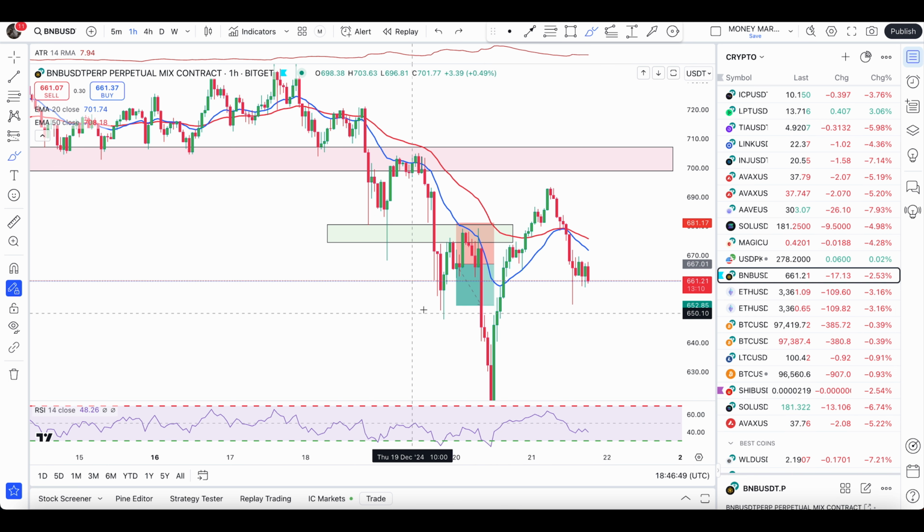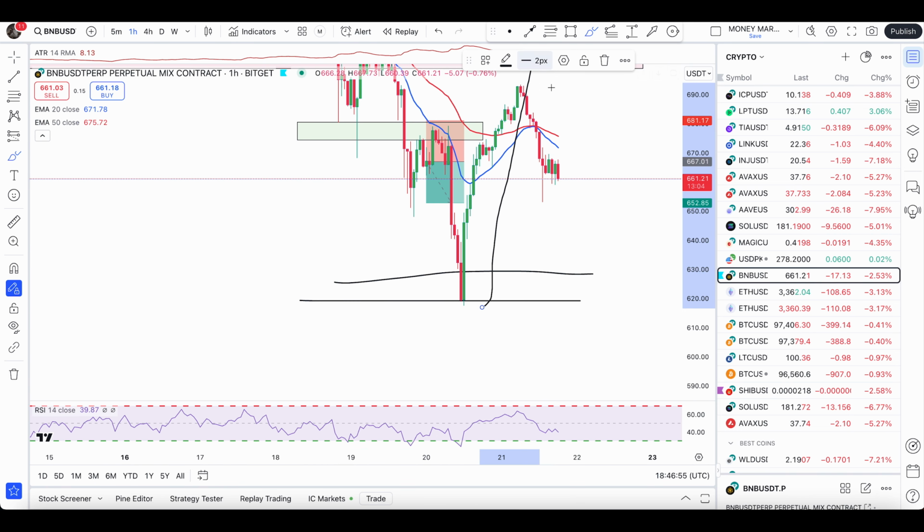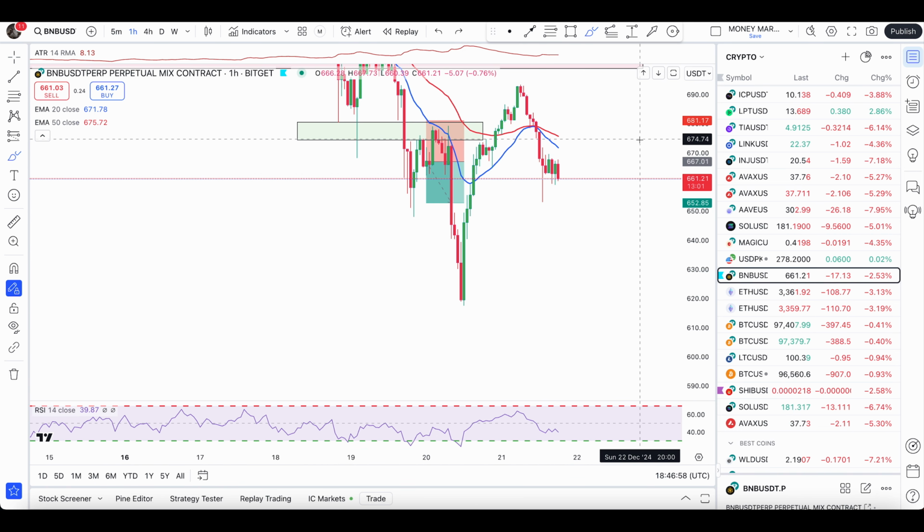Here on this pair, I've taken nice profits. Now we did not have another structure level because price broke back above. So we'll see how this goes, and that is how I do my analysis and take my trades personally.